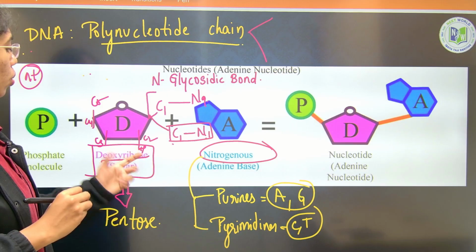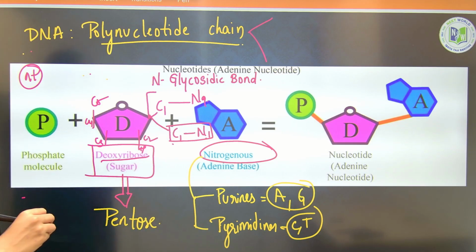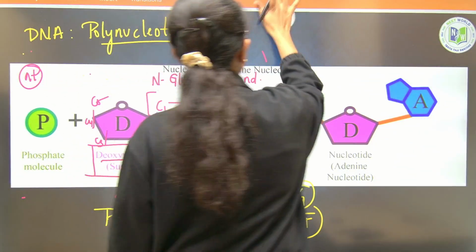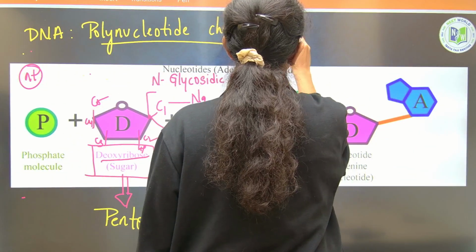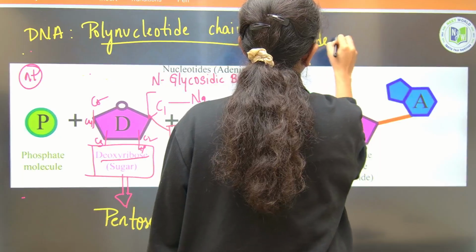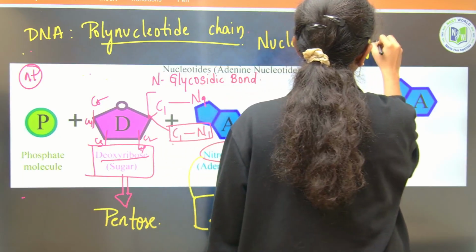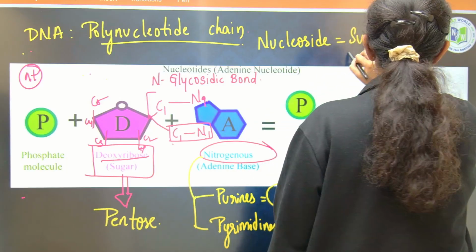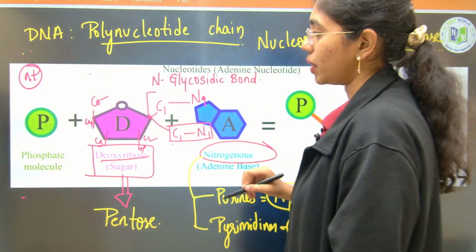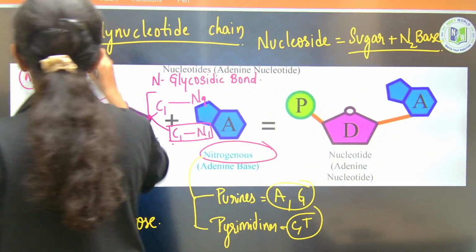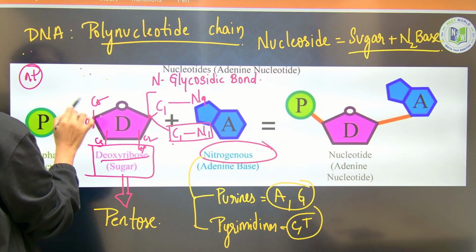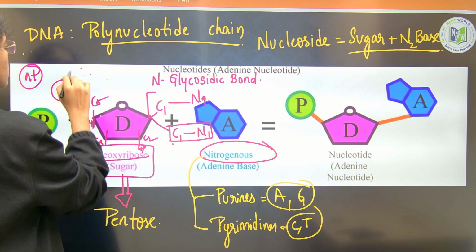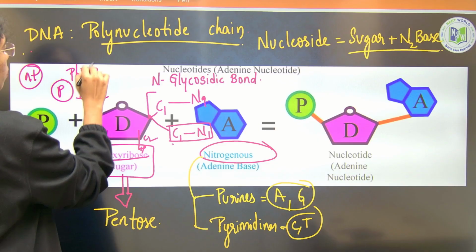Remember that. So sugar along with nitrogenous base is known as a nucleoside. Nucleoside includes sugar along with nitrogenous base. At the 5th carbon of the sugar, a phosphate group is bound. To the 5th carbon of the sugar, the phosphate group is attached by a phosphoester bond.